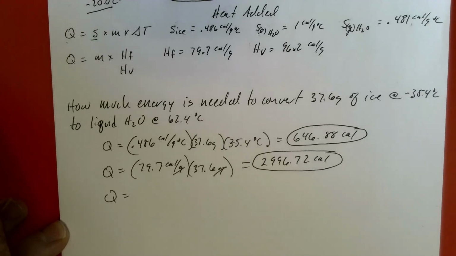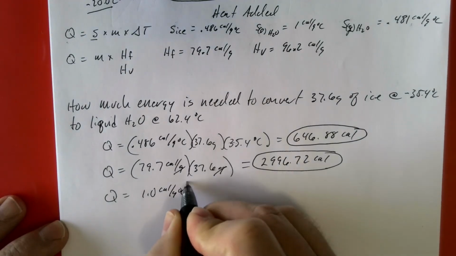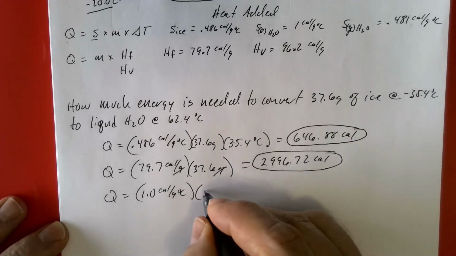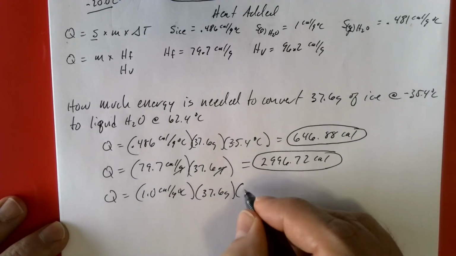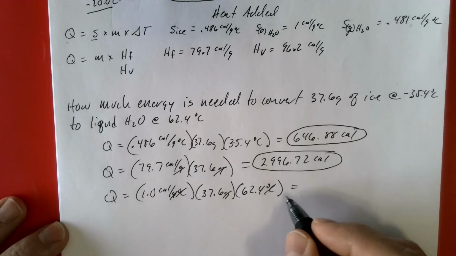Yep, I got to make sure and use the right S, right? So this is going to be 1.0 calories per gram degrees Celsius. I'm going to times that by what? 62.4. Before that, there's one value that'll be in every calculation you do, and that's the mass. I got to have my mass in there, which is 37.6 grams, then my 62.4 degrees Celsius. My grams go away, my degrees Celsius go away, and that's going to leave me with what?